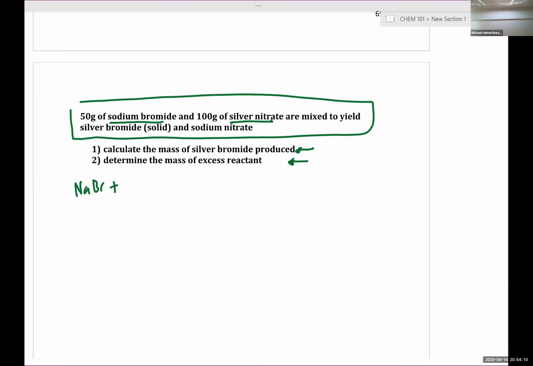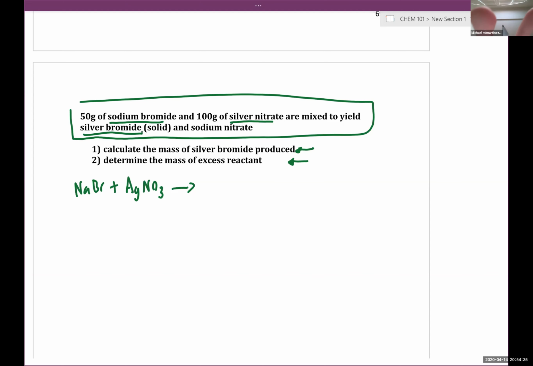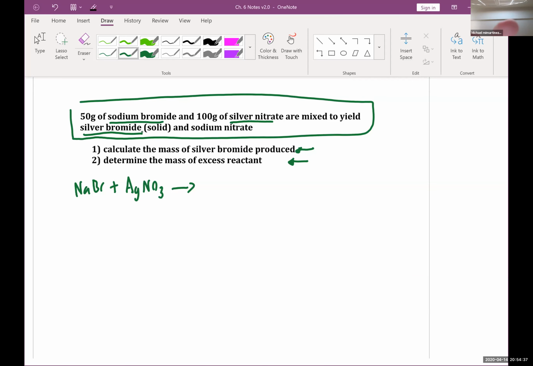Would someone like to volunteer the formula for silver nitrate? Again, nomenclature is an invaluable skill. Yep, AgNO3. Okay. Would someone else in the chat like to volunteer the formula for silver bromide, just so that we have a nice class consensus? Thank you. Perfect. The answers in the chat are spot on.